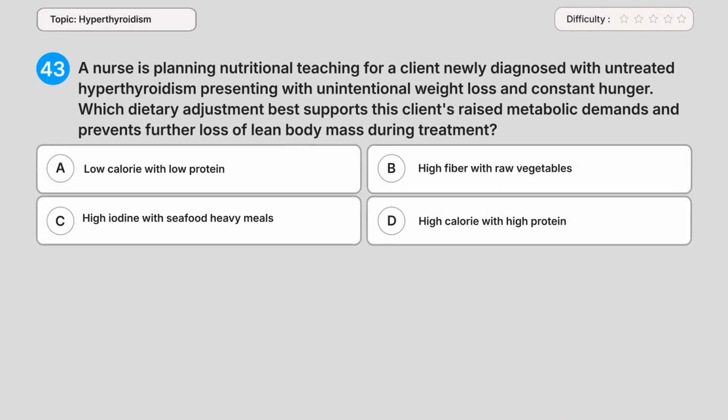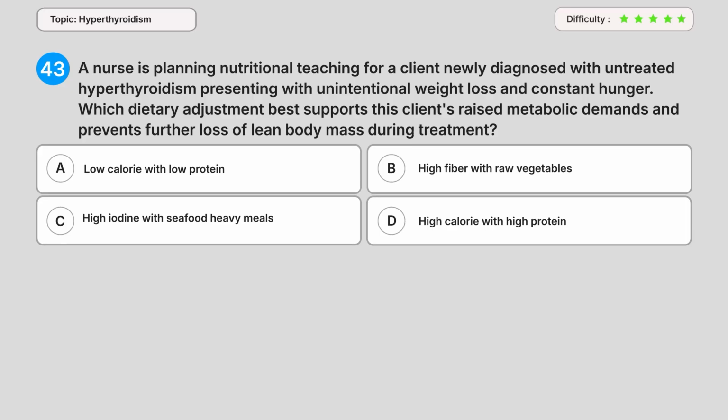43. A nurse is planning nutritional teaching for a client newly diagnosed with untreated hyperthyroidism, presenting with unintentional weight loss and constant hunger. Which dietary adjustment best supports this client's raised metabolic demands and prevents further loss of lean body mass during treatment? A. Low calorie with low protein.